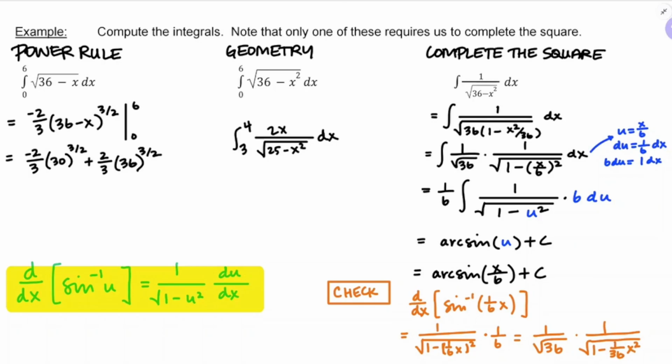Alright, and now the last integral I've got for you, I kind of forgot to put one of these in here, but that I always like to include with ones like this, is the one that you can see in the middle of your screen. Integral from 3 to 4 of 2x divided by the square root of 25 minus x squared dx. And this one looks like it's got that element of arc sine to it, but it doesn't. Right, it's missing that piece. That 2x in the numerator is just not helping us on our pursuit of finding this antiderivative.